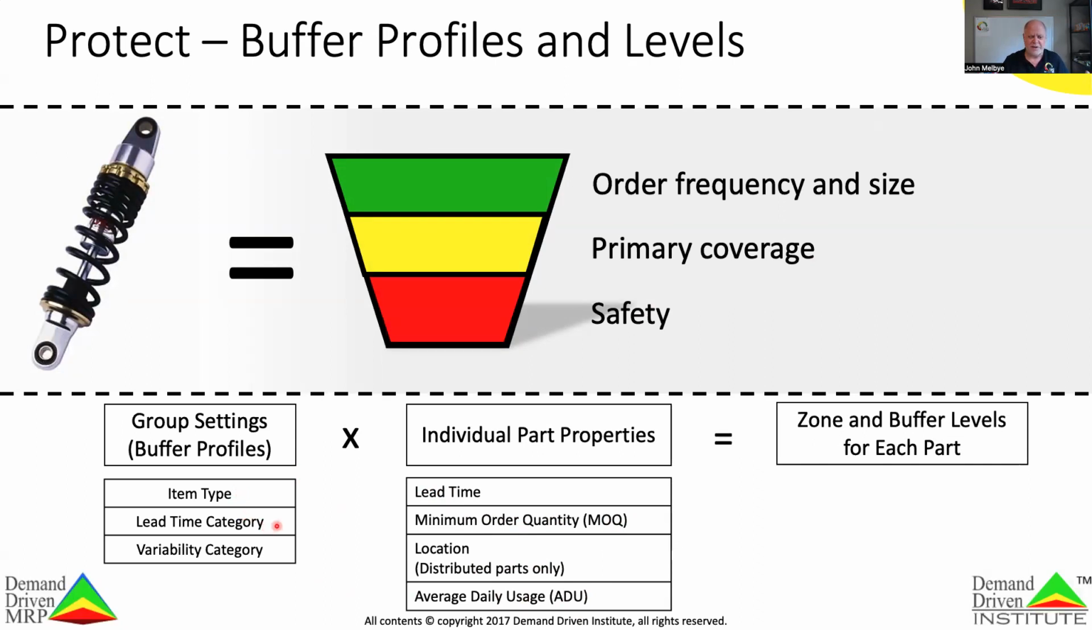And then lead time category and variability category, those are a little bit new, but not unknown, because if we know the lead time, we can say whether it's a long lead time or a short lead time. And we kind of know the variability. We have our feeling, and we can calculate variability to say, is it a high or a medium or a low variability? And that these items give us the zone and buffer levels for each part.